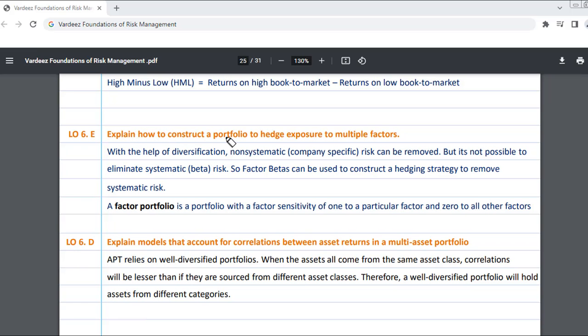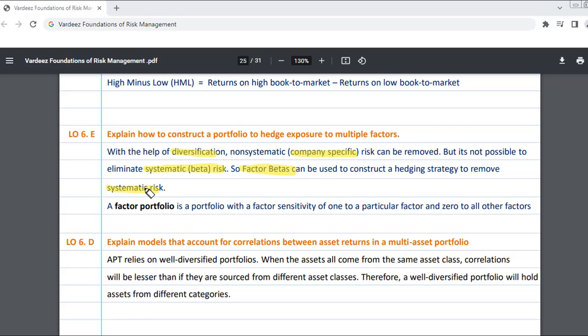Alright, now this learning objective: explain how to construct a portfolio to hedge exposure to multiple factors. Understand that with the help of diversification, non-systematic or any company specific risk can be removed, we know that, but it's not possible to eliminate the systematic risk that is present in any factor. So what can be done is, as an analyst, if I want to hedge a particular systematic risk, I can use these factor betas, I can hedge the betas, and I can construct my own hedging strategy to remove any systematic risk that I want.